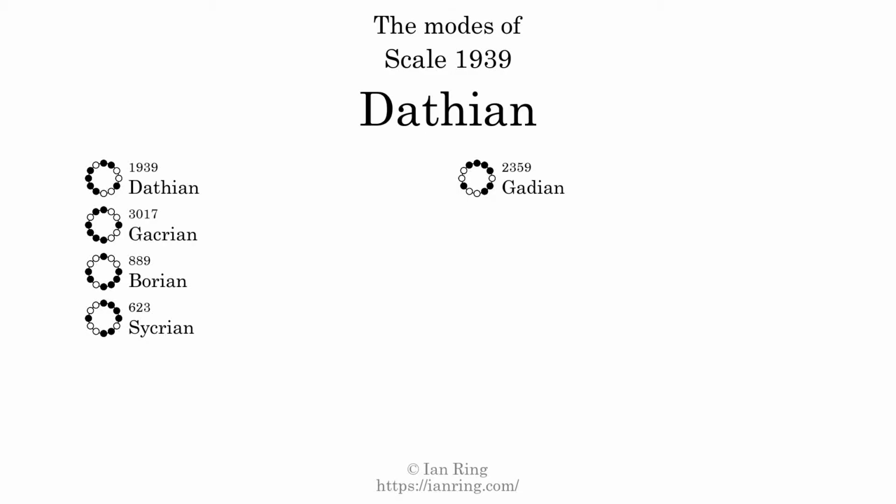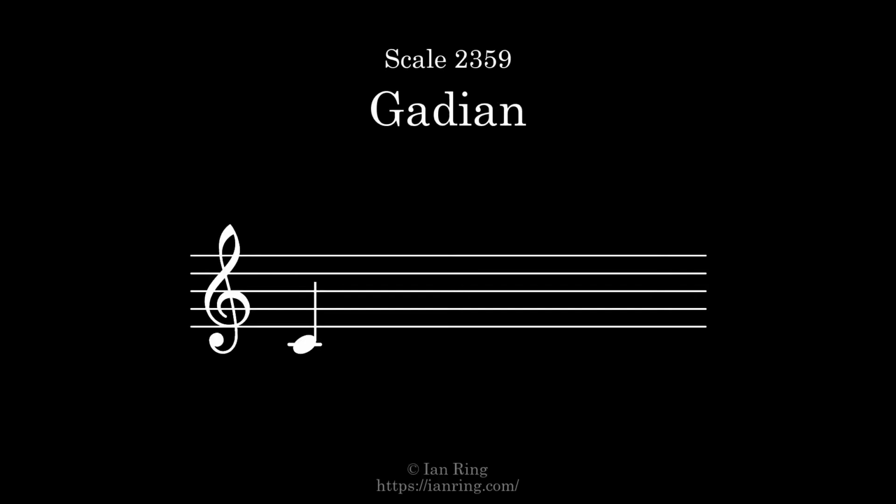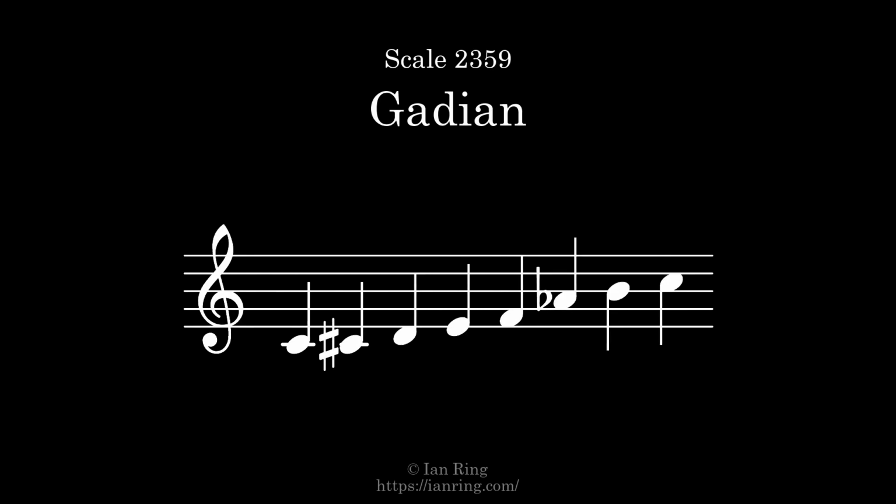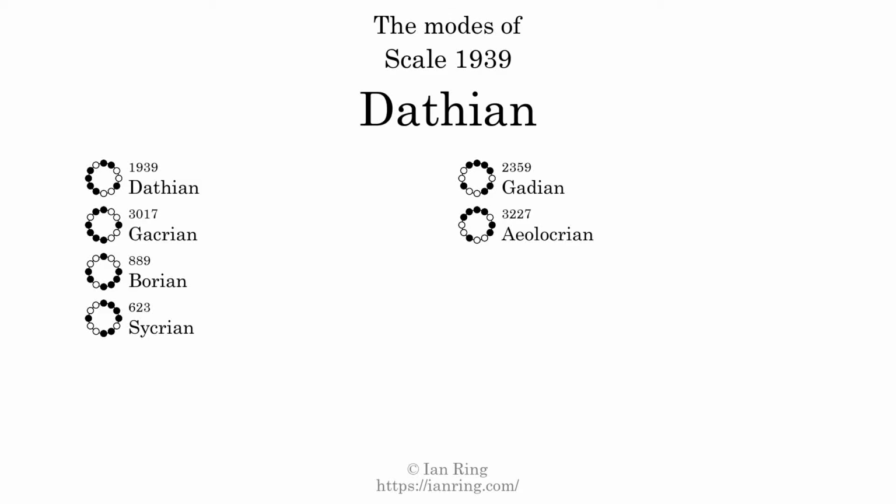The fifth mode is scale 2359, also known as Dathian. It sounds like this. The sixth mode is scale 3227. Also known as Eolocrian. It sounds like this.